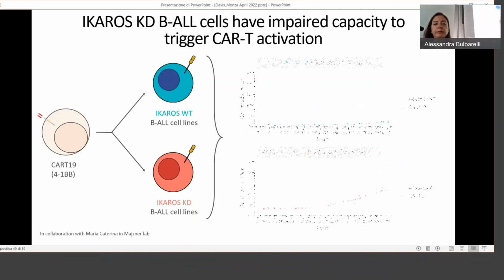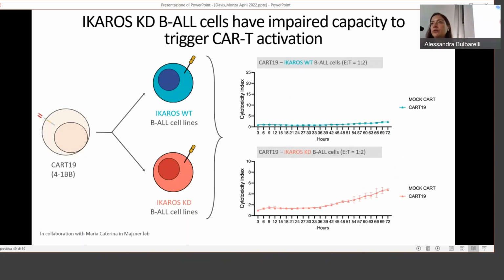And when we looked at killing capacity in an Incucyte assay over 72 hours, where the cells are co-incubated, we could see that the wild type cells are pretty efficiently killed with the normal CD19 CAR, whereas with the knockdown cells, the CD19 CAR can't quite get around those cells and kill them as efficiently.